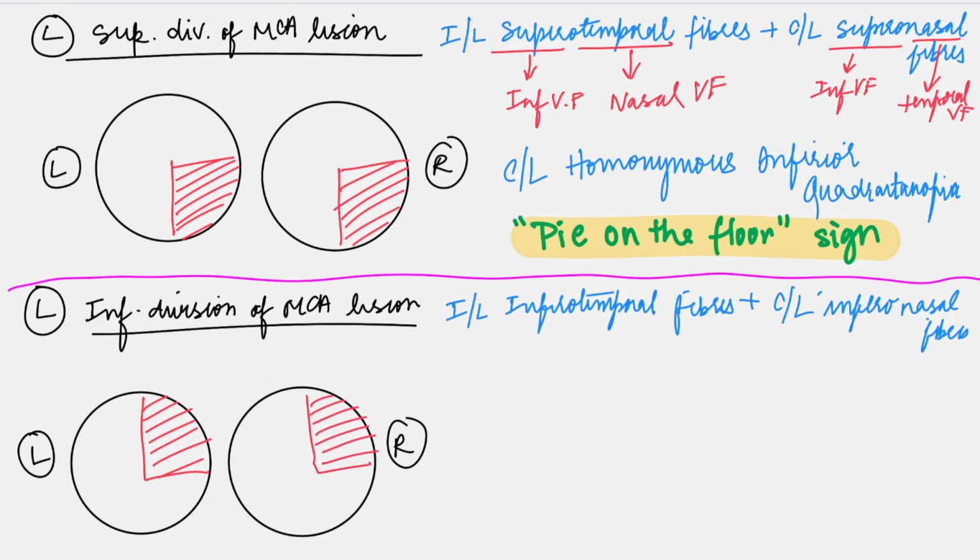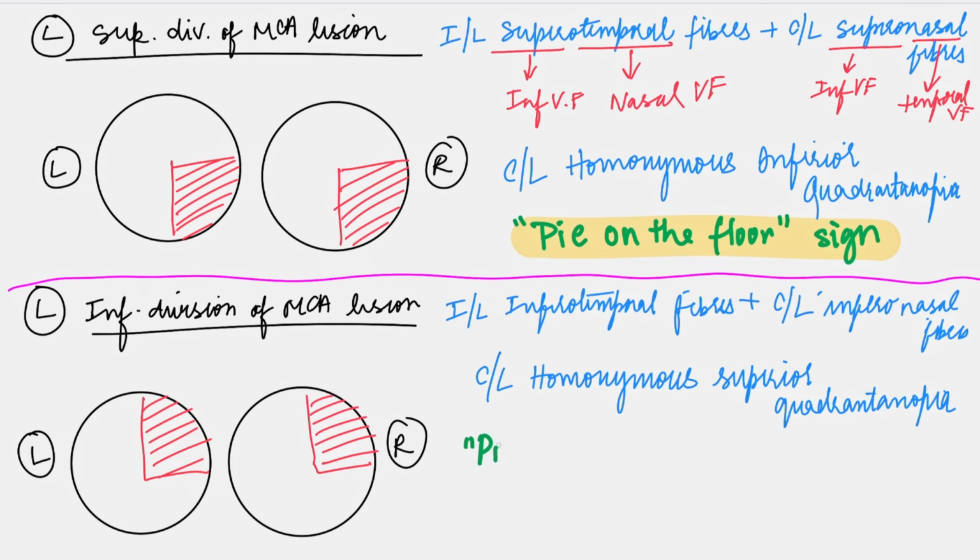Now, I would call this contralateral homonymous superior quadrantanopia, or if you have guessed it, it's called pie in the sky.